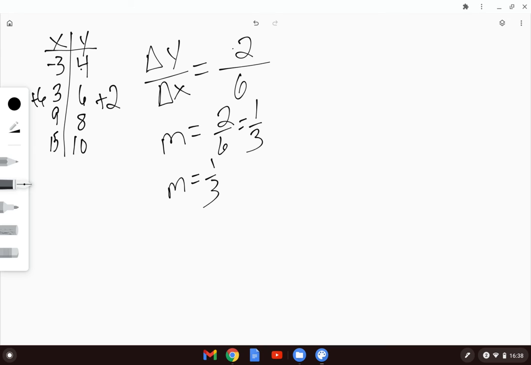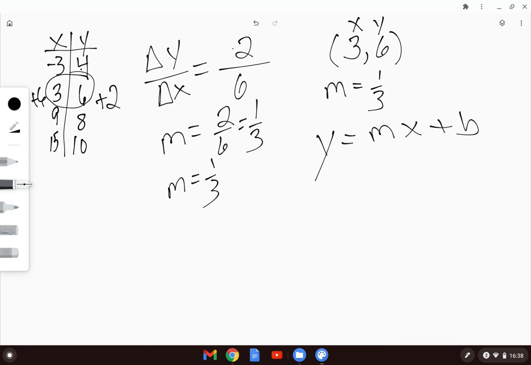Then we select an ordered pair. So again, I'm going to pick numbers that are easy to use. So I'm going to avoid the negative. And this time I'm going to again pick 3 and 6. And like I said, you can pick any ordered pair you would like, because since we have constant rate of change, it's going to work for any ordered pair that you use. All right, so there's my slope and my rate of change. So now, my slope and my ordered pair.